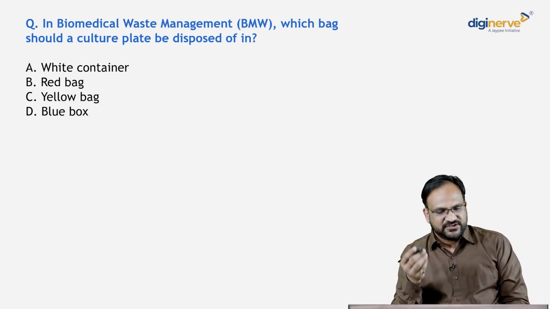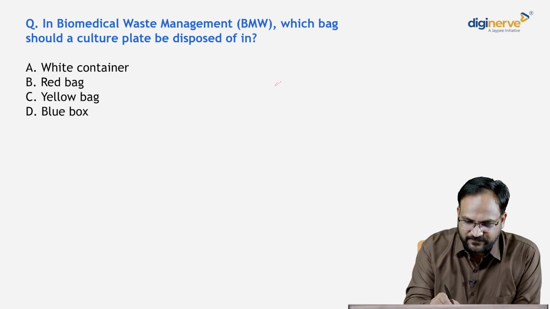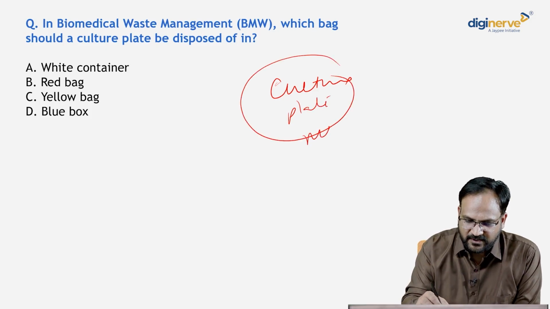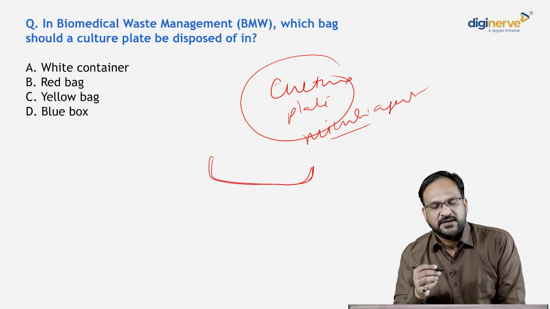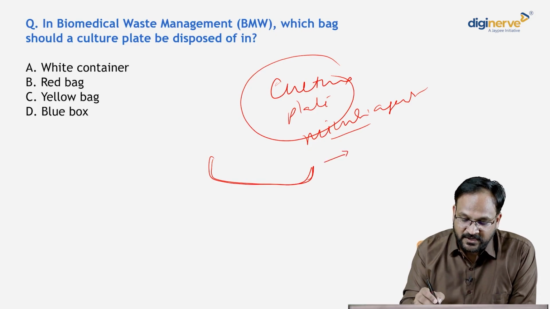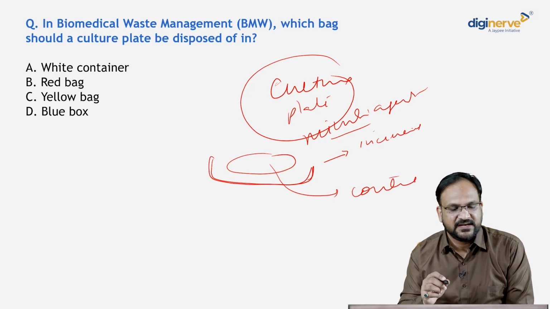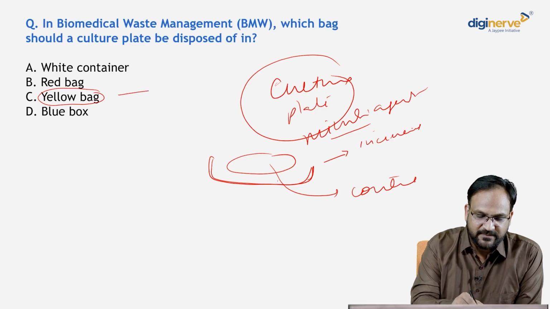Then in biomedical waste management, in which bag should a culture plate be disposed of? So what is a culture plate? A culture plate is a plate of microbiological agents. Now a culture plate is made of either plastic or glass. We cannot incinerate the culture plate itself, we can incinerate the content of the culture plate. So if the question is asking about the content of the culture plate, it must be discarded in the yellow bag, because it is microbiological waste.